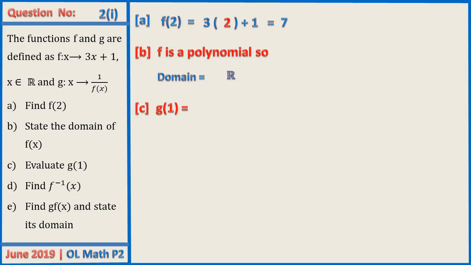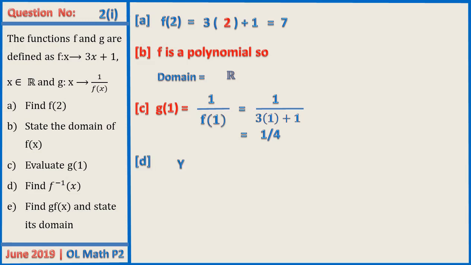C, evaluate g of 1. G of 1 means in the function g, put 1. But know that g is equal to 1 over f of x. So we have 1 over f of 1. That will give us 1 over 3 times 1 plus 1. So that is equal to 1 on 4.